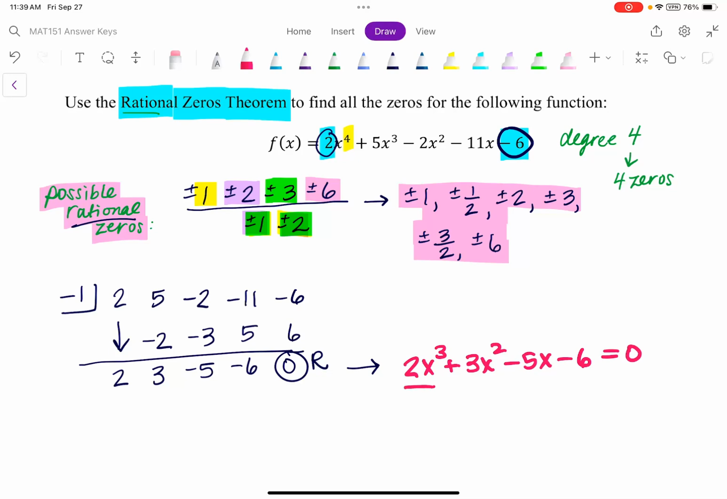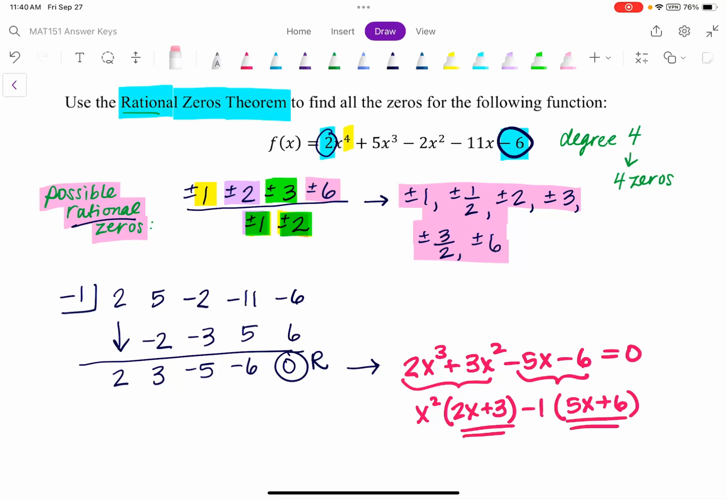Now notice this has 1, 2, 3, 4 terms all together. So when you have 4 terms, it would make sense to try grouping. So if you did try factoring by grouping and you grouped the first 2 terms, you could factor out an x squared and you'd be left with 2x plus 3. But notice if we look at the last 2 terms, we could only factor out a negative 1, and that would leave us with 5x plus 6. And because these 2 quantities are not the same, this does not factor by grouping.